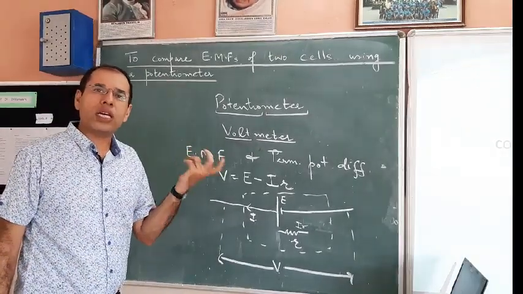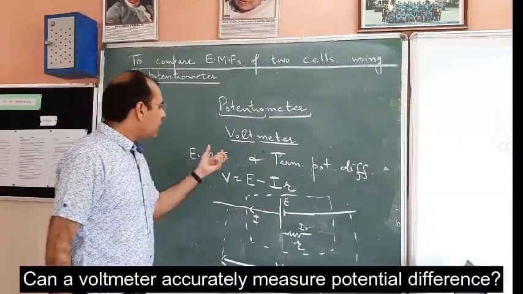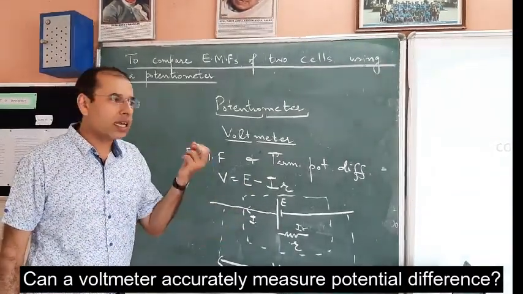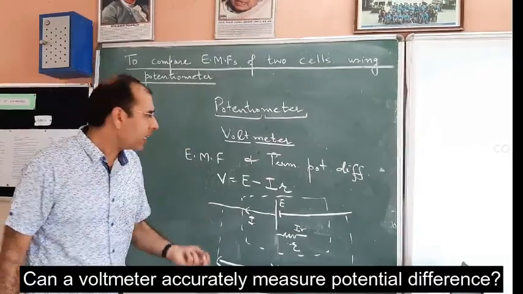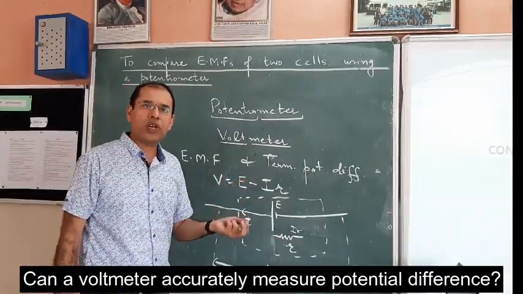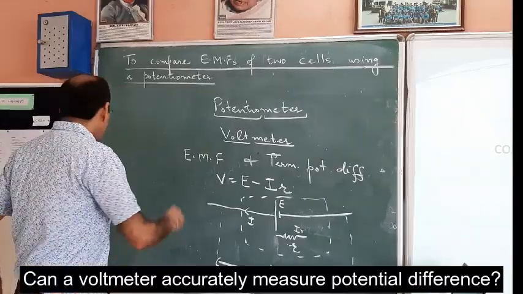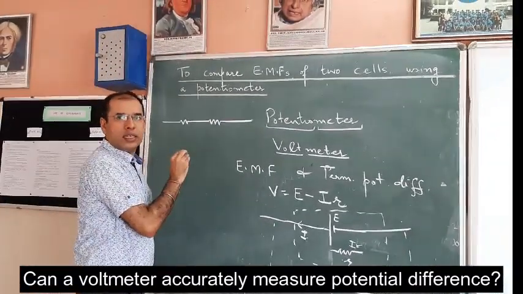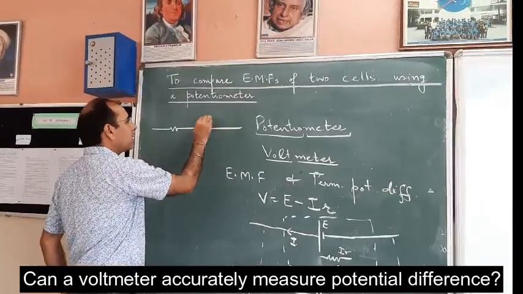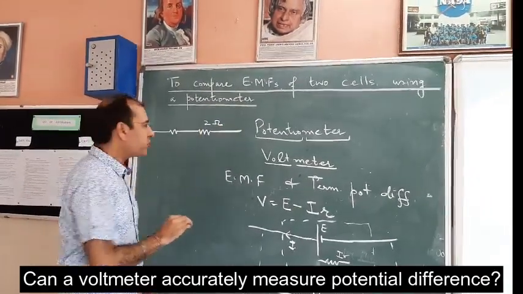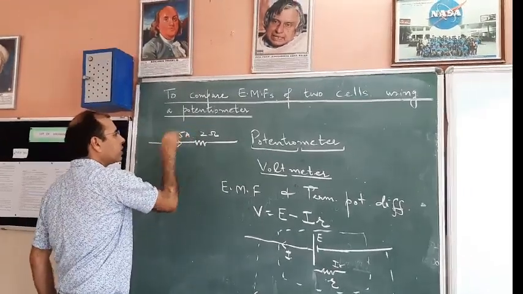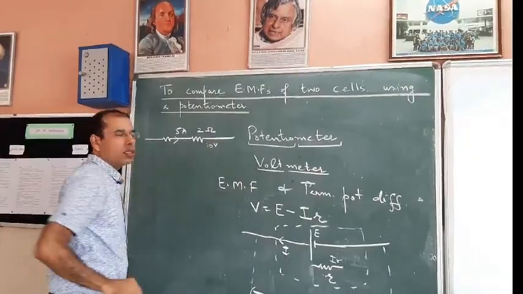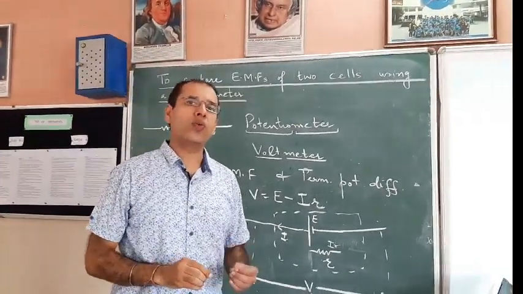Let us talk about any circuit in general. If we don't have a cell and we don't talk of internal resistance, then can a simple potential difference be measured accurately by a voltmeter? Let us take an example. Suppose we have this circuit, and in this circuit, let there be a resistance of 2 ohms and a current of 5 amperes flowing. Therefore, the voltage across this resistance will be 10 volts.